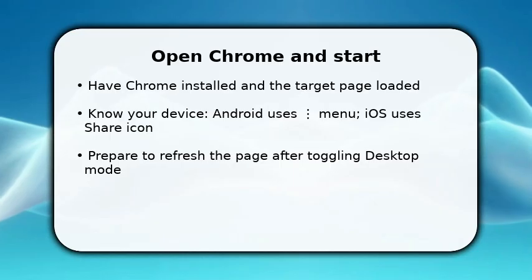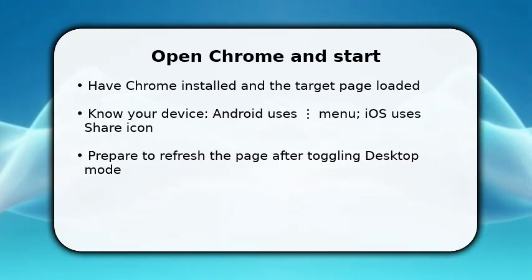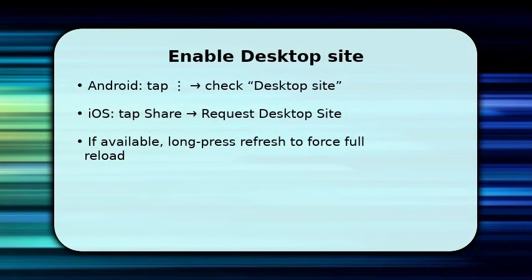After opening the menu, enable desktop mode directly. On Android, check the desktop site box in the three-dot menu. On iOS, choose Request Desktop Site from the share sheet.